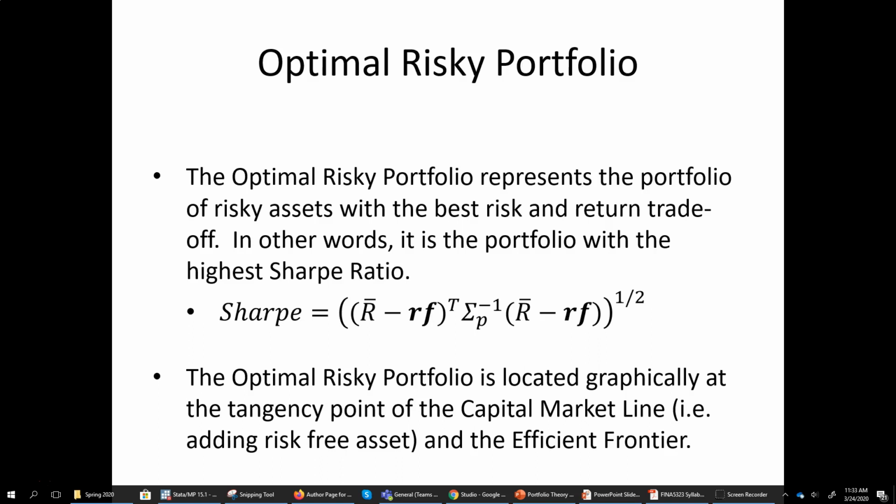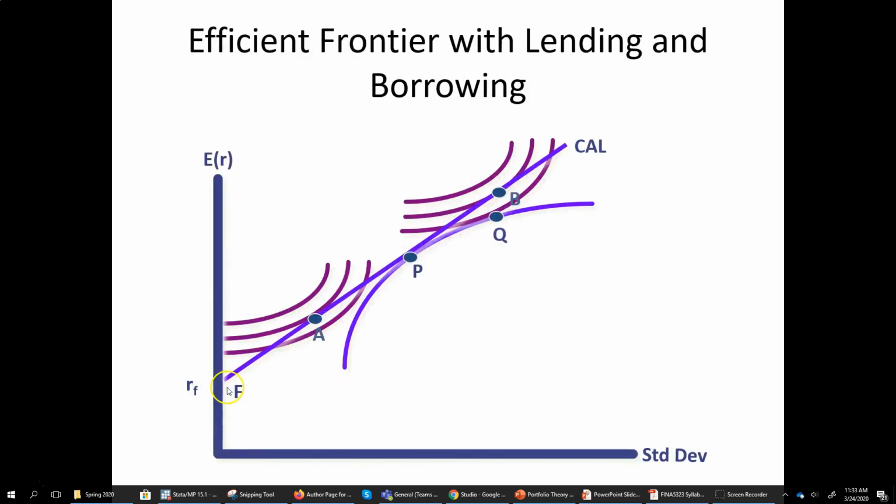So the optimal risky portfolio is going to be that portfolio of risky assets that has the best risk and return trade-off. That's our optimal efficient portfolio. In other words, it's the portfolio with the highest Sharpe ratio, and we discussed the Sharpe ratio in the last chapter. The optimal risky portfolio, we can locate graphically as the tangency point of the capital market line. In other words, when we're adding the risk-free asset and the efficient frontier. So here's our risk-free asset. Here's our tangency point with the efficient frontier, that is this portfolio P.